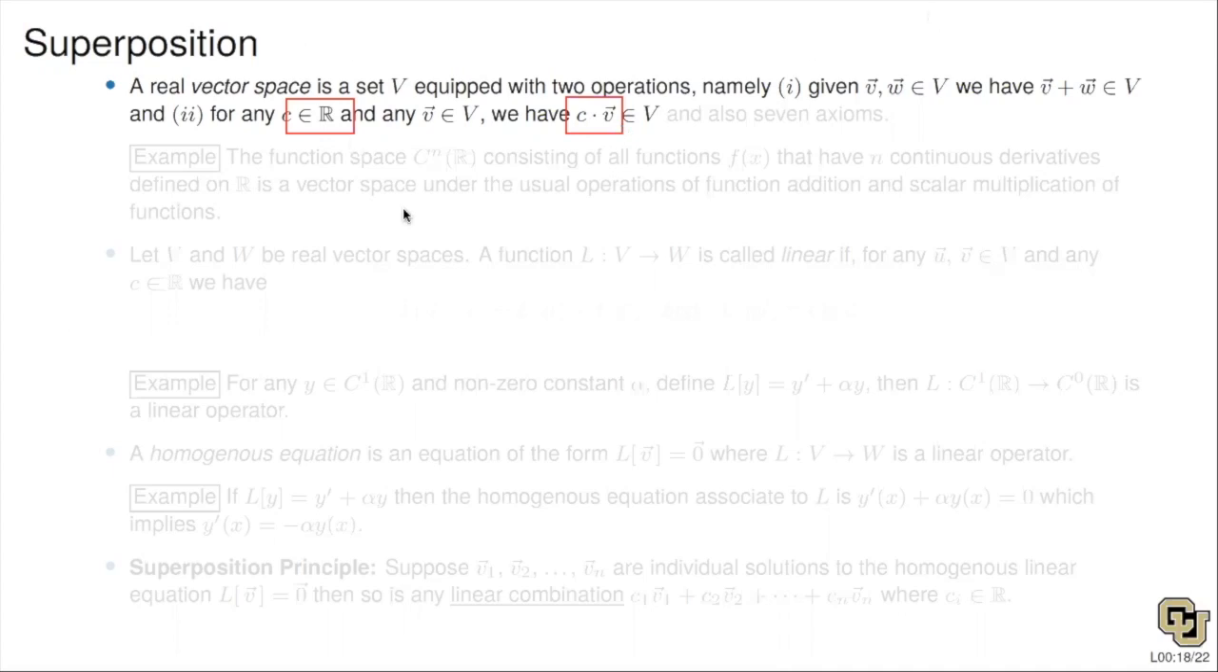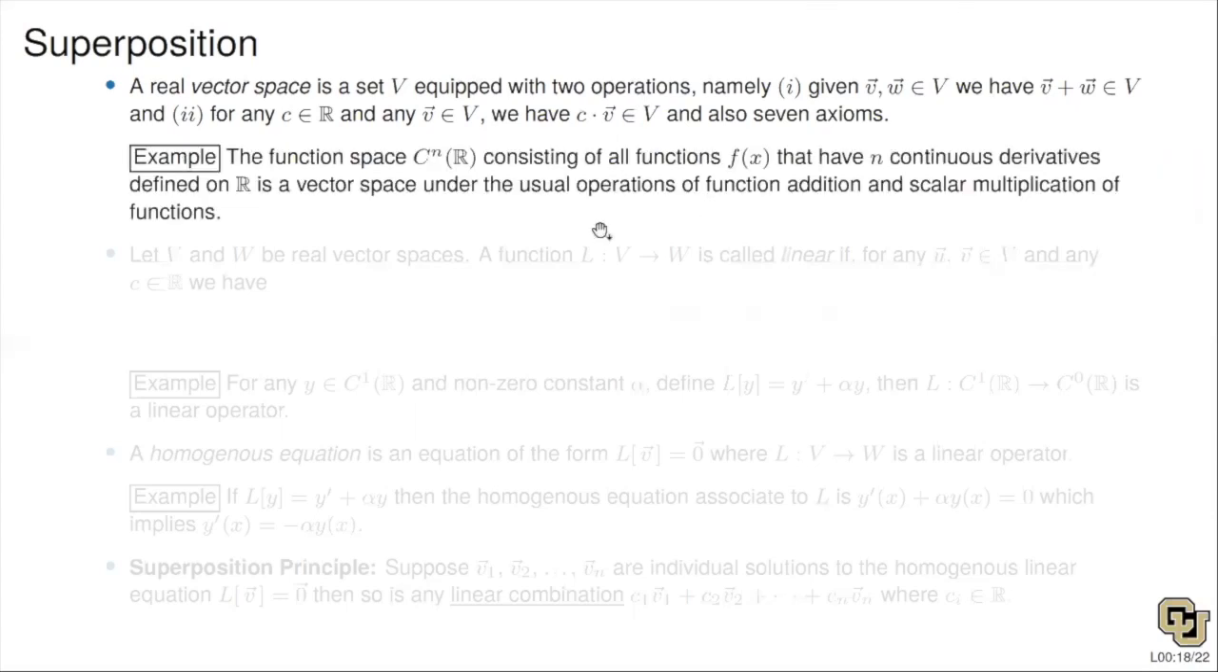A vector space is also equipped with some axioms, such as commutativity of addition, the existence of a zero vector, and I'll let you review that stuff. But it's all the properties we're used to from the real numbers, because the real numbers are a vector space. Here's a very important example of a vector space. It's a function space.